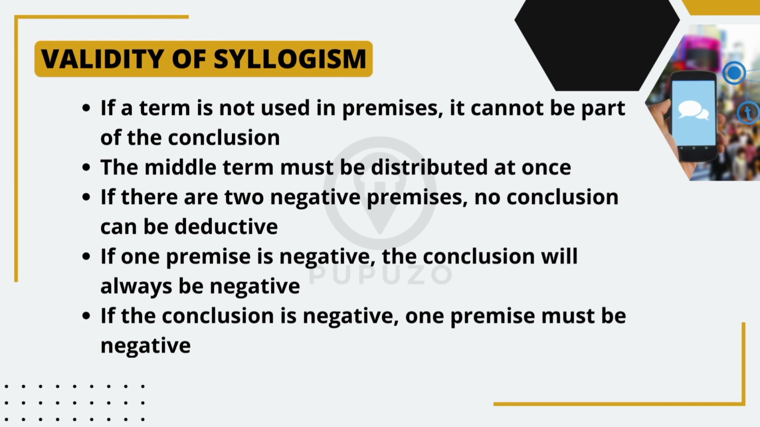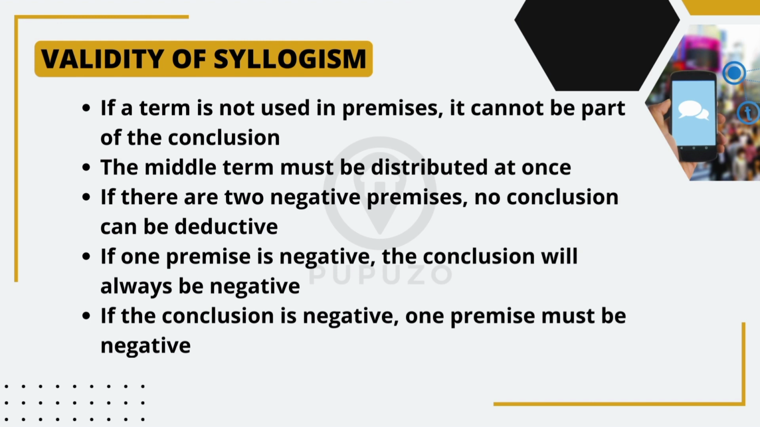Second, the middle term must be distributed at least once. Distribution refers to the extent to which a term refers to all members of a category. For a syllogism to be valid, the middle term needs to be applied to all instances within the premises.